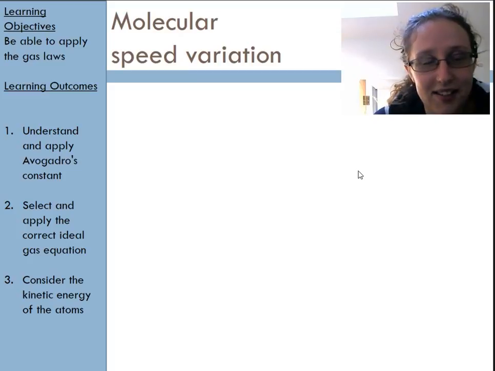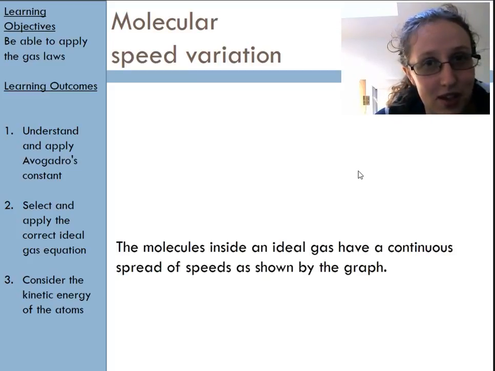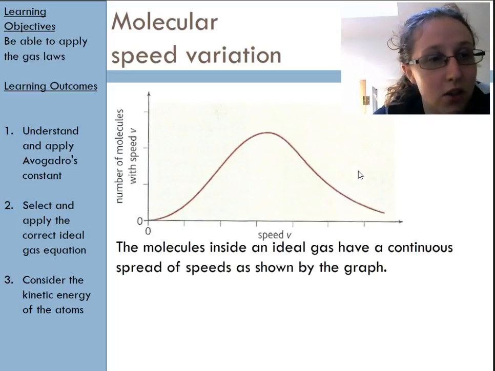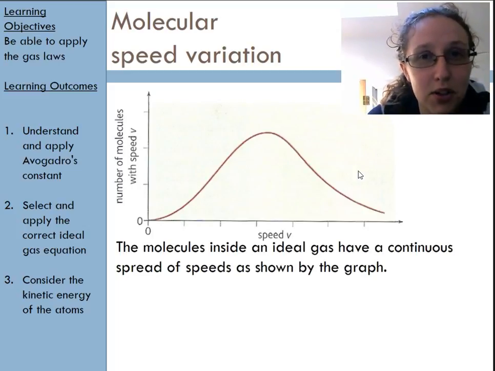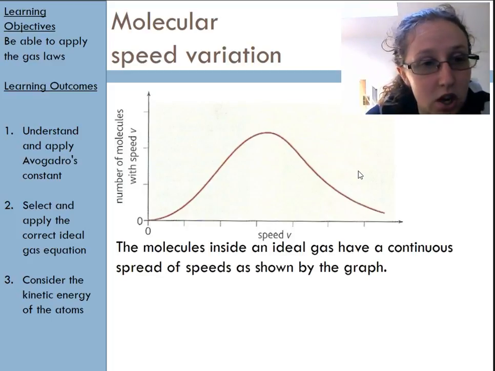So, as I said, they're not all the same speed. In fact, they're going to have a continuous distribution. If I plot a graph of the speed of the molecules against the number of them that have that speed, we get a lovely bell-shaped curve. This is called the Boltzmann distribution. So it just shows you how the speeds of the molecules vary.